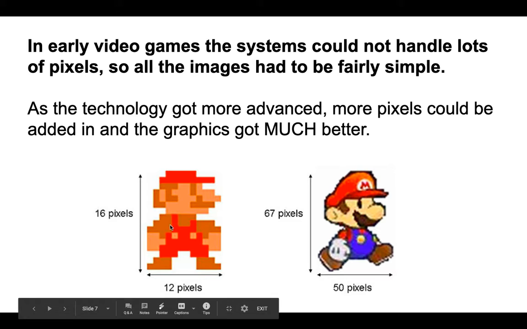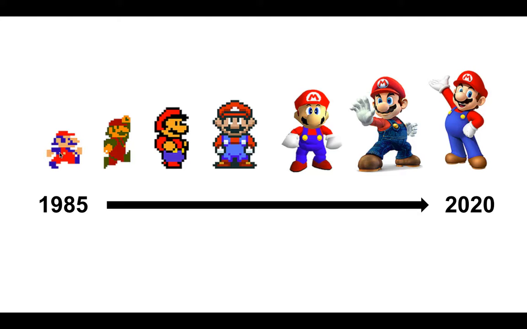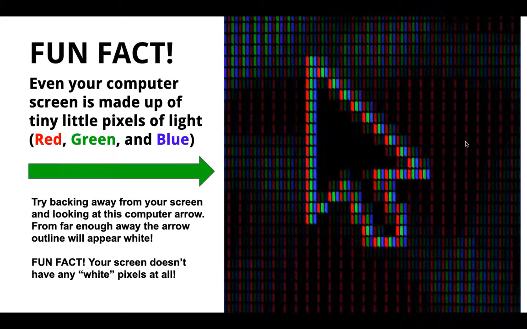So this is 12 by 16, and this is where more pixels are added, and it looks much more clear. This was in 1985, same character. Look at how much he's advanced, and this is still made of pixels.